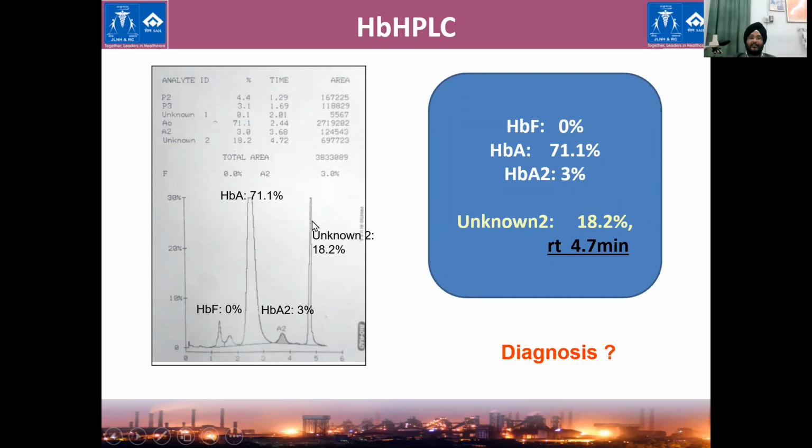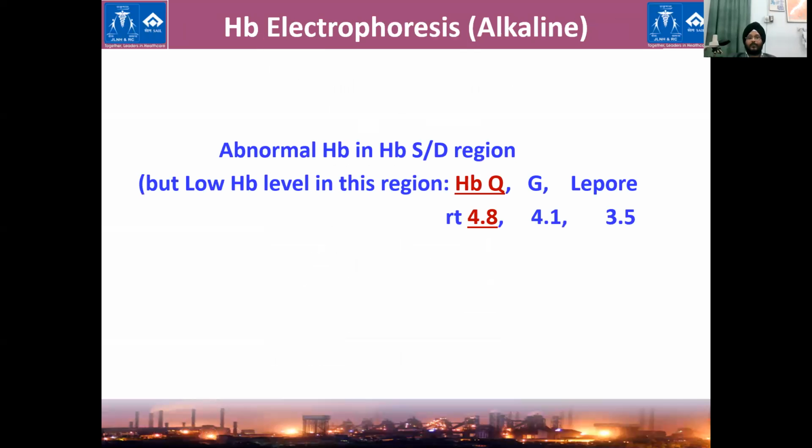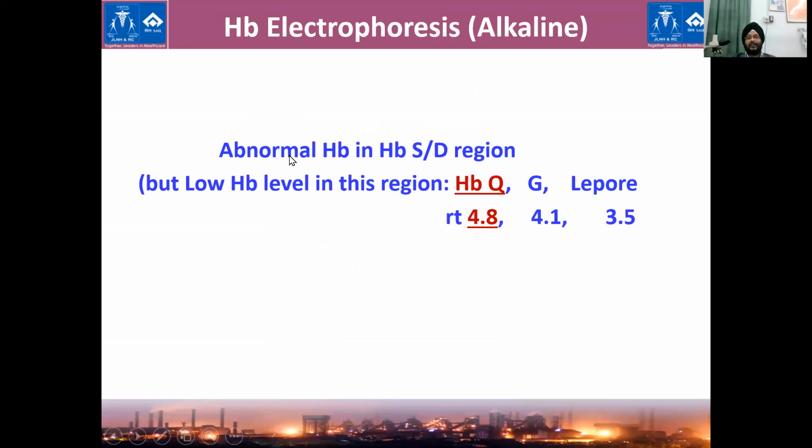This is a very characteristic peak. It is the church spire pattern, as they say, a tall dented peak. In India, whenever it comes, we should think of Hb Q India. So Hb Q India is something that we should think of whenever we get such a peak. It can again be confirmed by Hb electrophoresis, and this abnormal Hb will co-elute in the region of HbS.